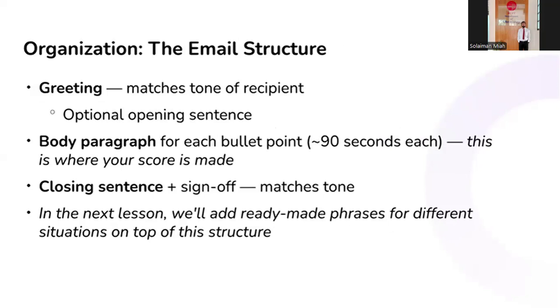Start with a greeting that matches the tone of the situation and the person you're addressing. You may also want to add a quick opening sentence. Then you'll write one paragraph, about 2 sentences, for each bullet point in the prompt. These body paragraphs are where you should spend the most time and effort. Lastly, wrap things up with a closing line and a sign off that once again matches the tone. This structure helps to keep your writing organized and easy to follow.